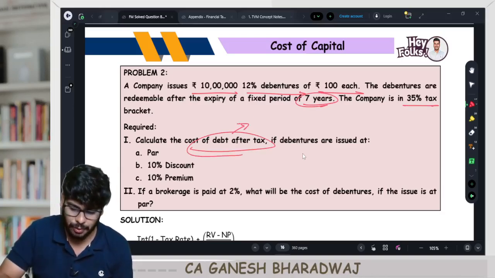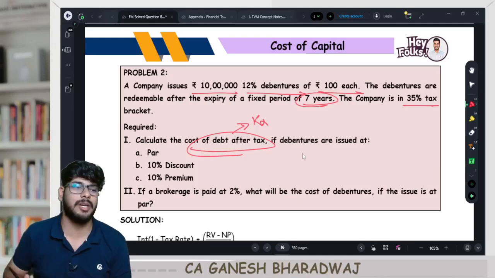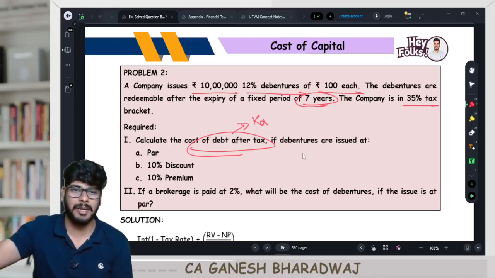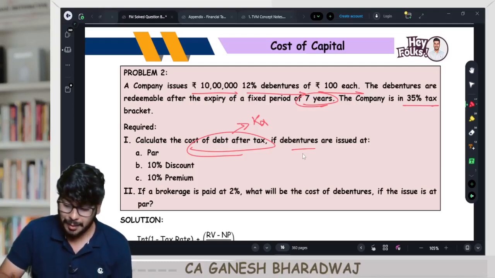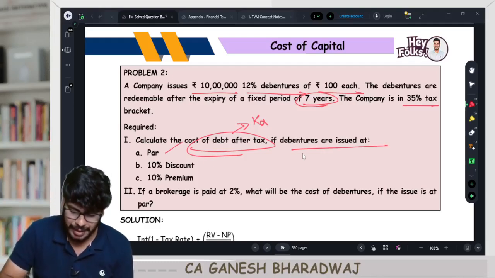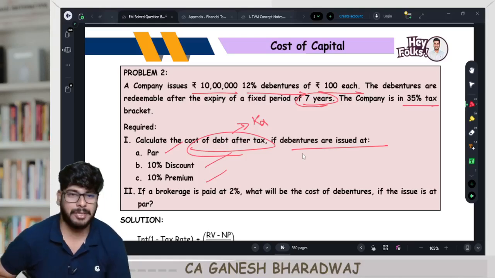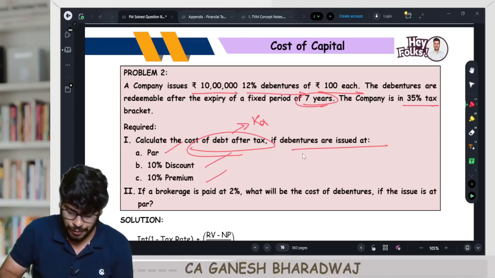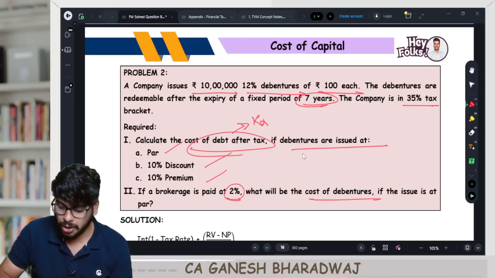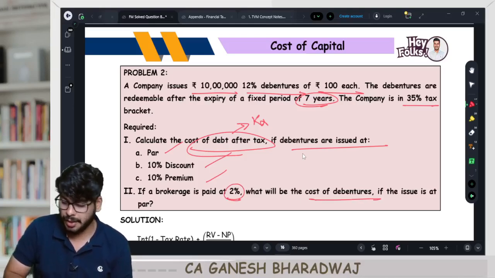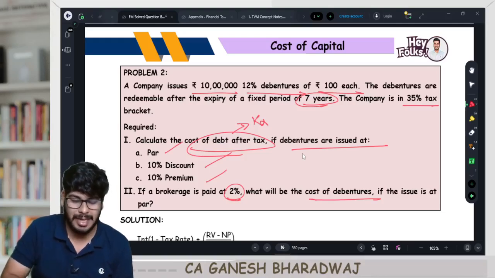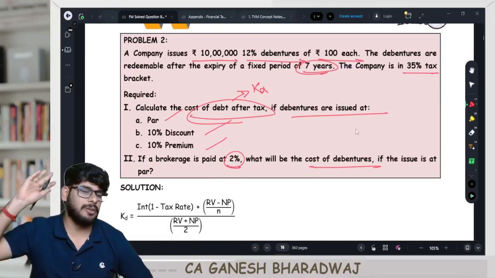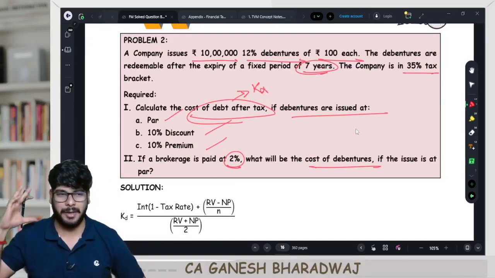Always remember, when they use the word KD, it is post-tax only. Why? Because the tax shield is considered in calculation, no? Interest, I into 1 minus T only we calculate. If the debentures are issued at A, par, B, 10% discount, and C, 10% premium. And the second part of the question says, if a brokerage of 2% is paid, what will be the cost of debentures if the issue is made at par? Now, forget the second part. Let's focus on the first part. Guys, hello, come on. You leave the calculation to me. Just participate here.